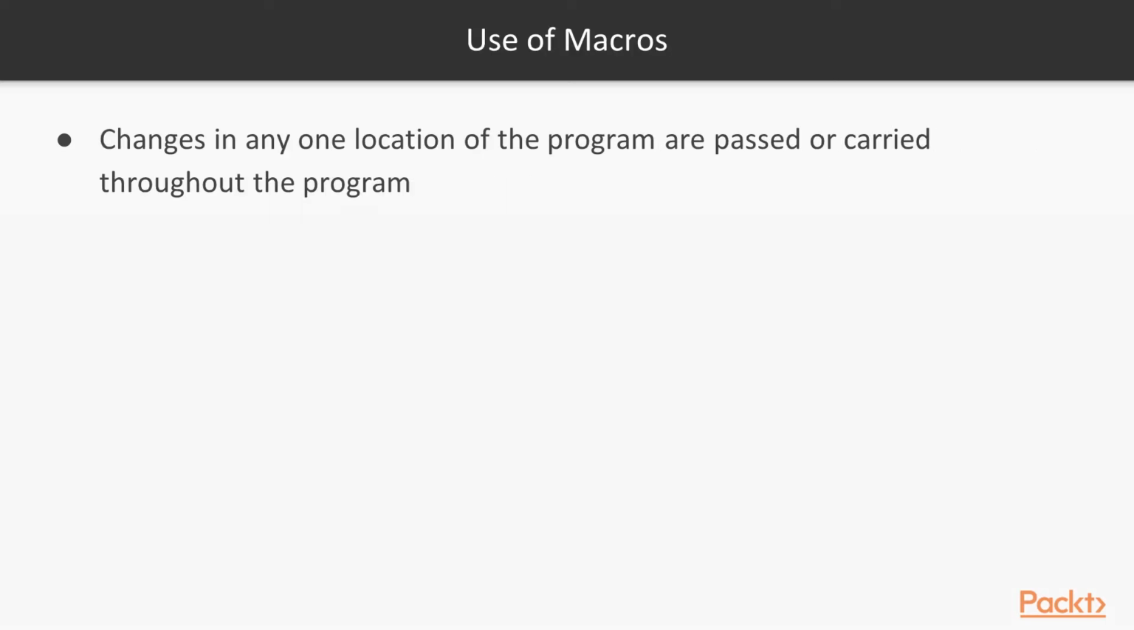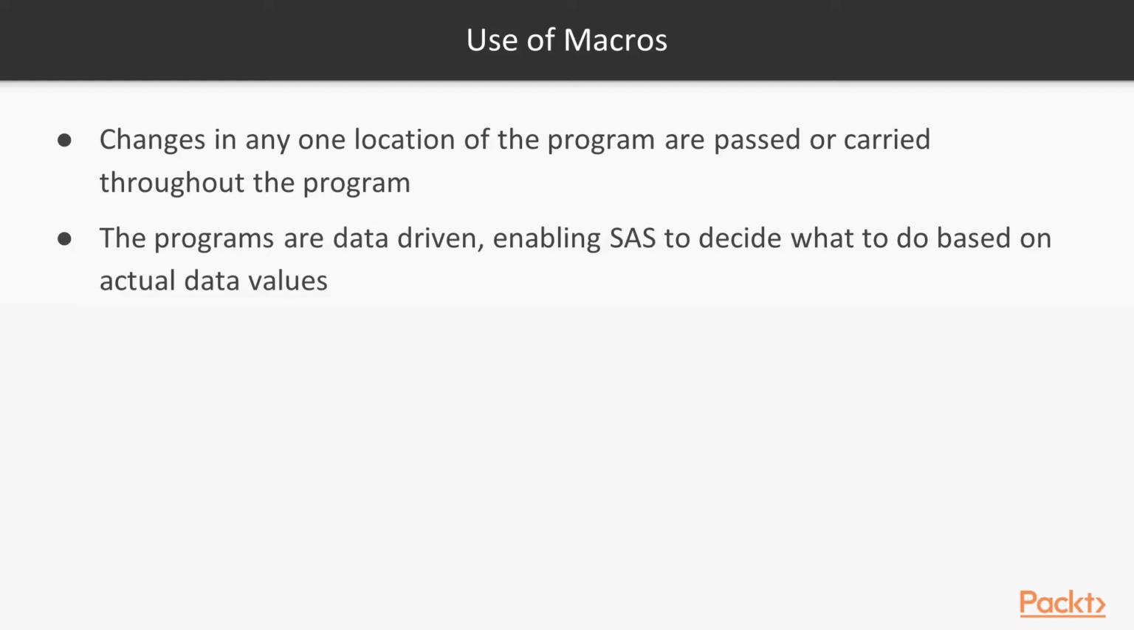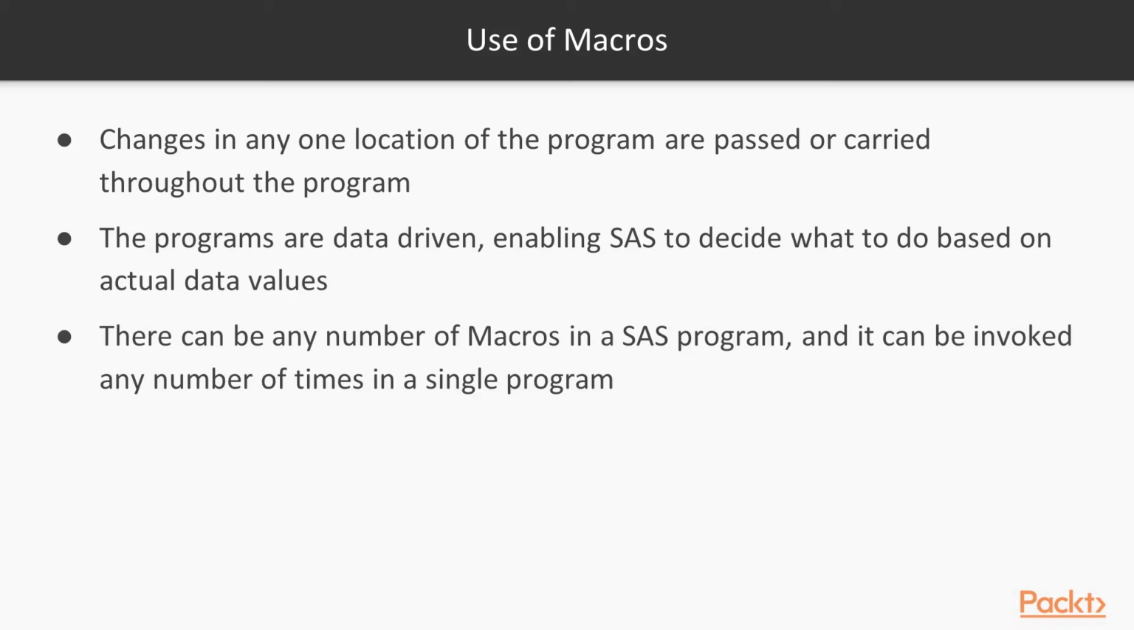Macros are used in SAS for the following reasons. First, if suppose you make changes in any one location of your program, they are passed or carried throughout your program. That's a very big advantage why macros are used in SAS. The second reason is the programs are data-driven, thus enabling SAS to decide what to do based on actual data values. There can be any number of macros in a SAS program and it can be invoked any number of times in a single program.